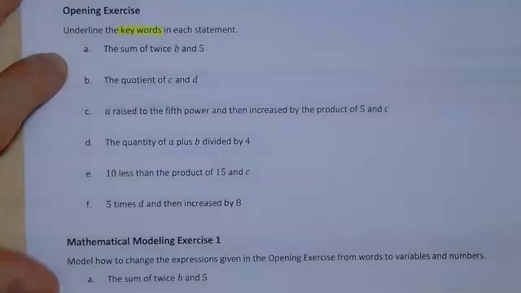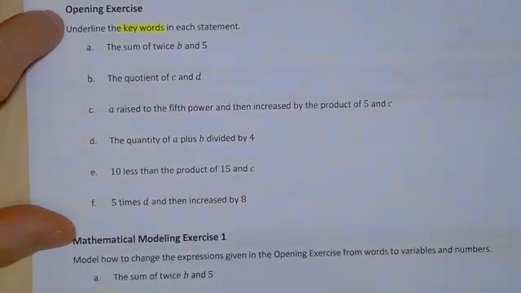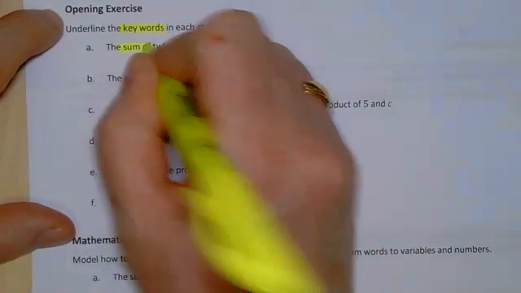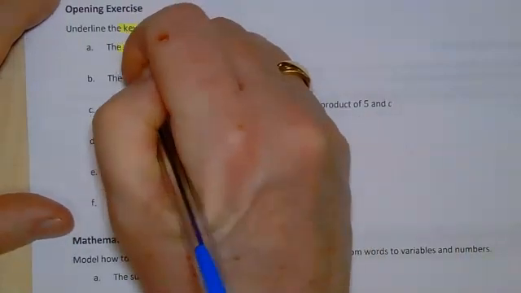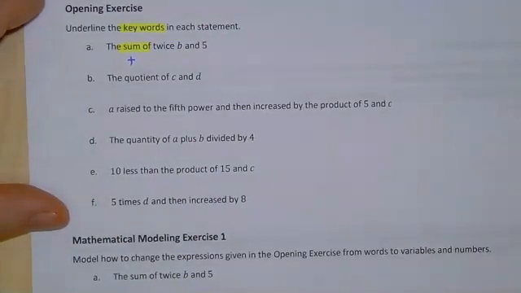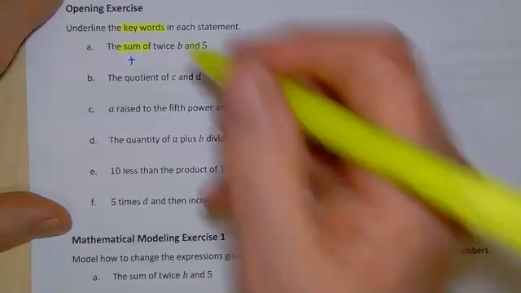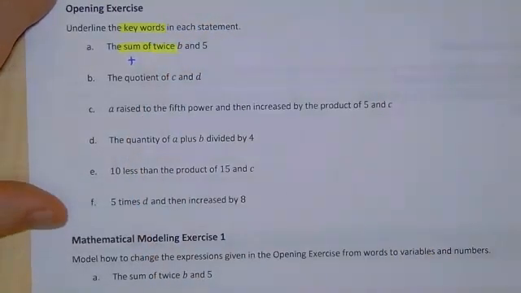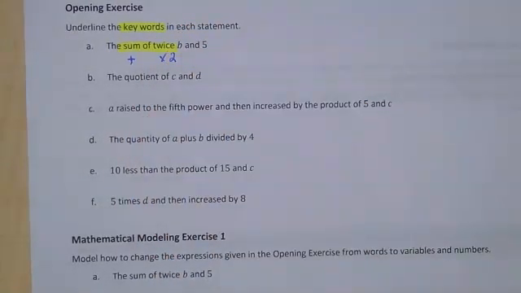The sum of twice b and 5. So what are some important words there, Shane? Sum. And sum means what? I'm going to put a little addition sign next to that word. What's another important word? B is not a word and 5 is not a word. Aaron? Twice. What does it mean when we say twice something? Multiply by 2. Times 2. Exactly right.